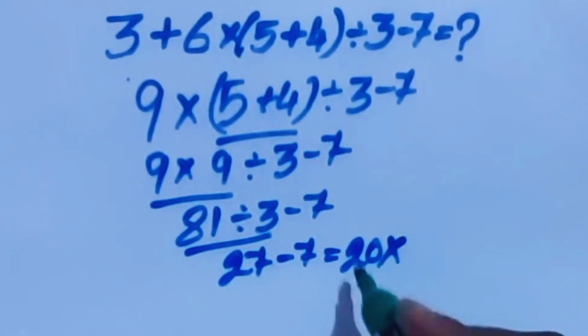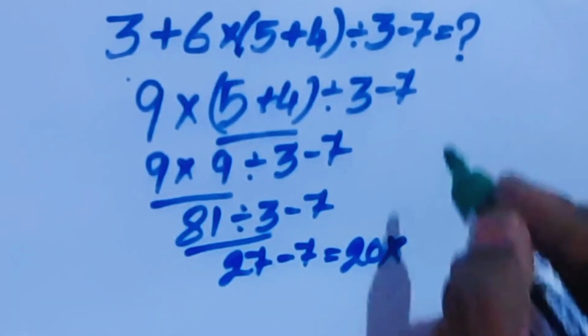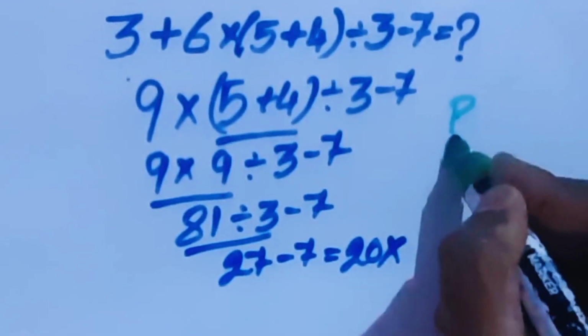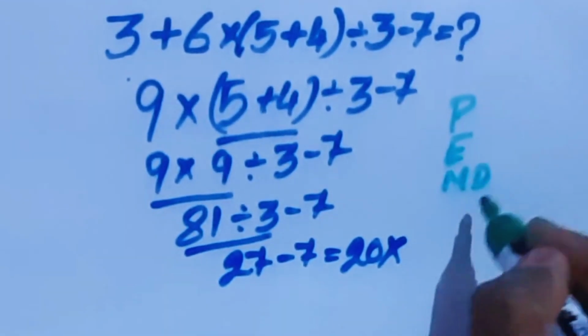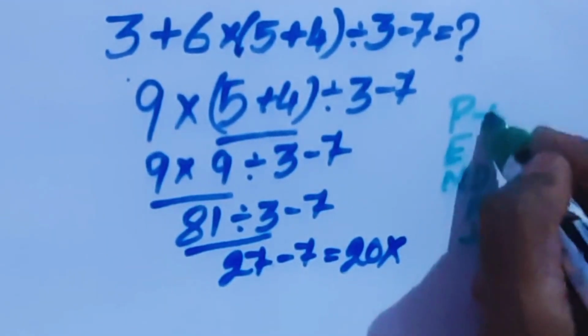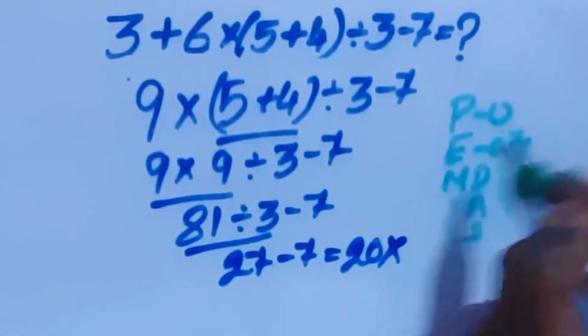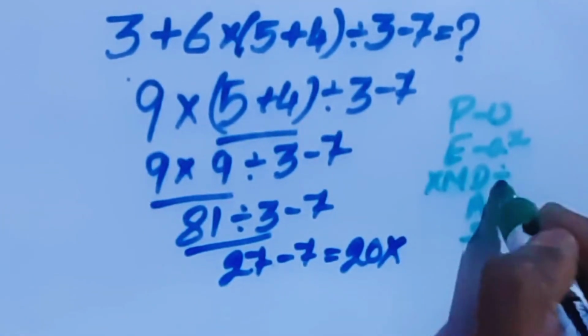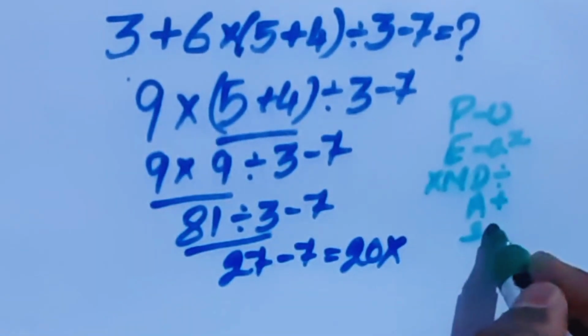As per the order of operations, this 20 is the wrong answer. Here we are going to introduce the PEMDAS rule from order of operations. Here this is bracket, this is exponent. M stands for multiplication, D stands for division, A stands for addition, S stands for subtraction.